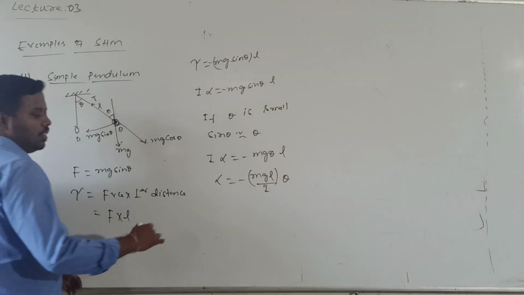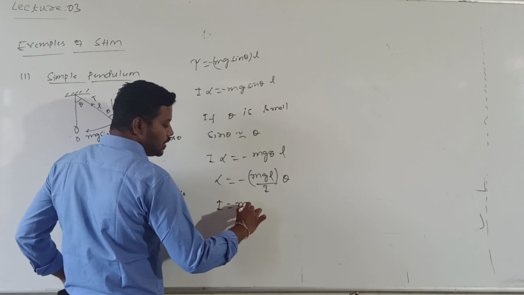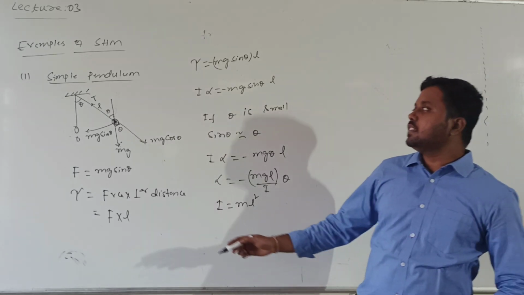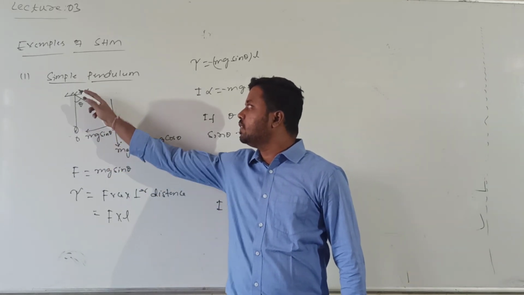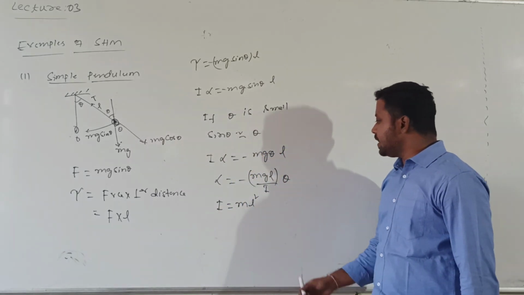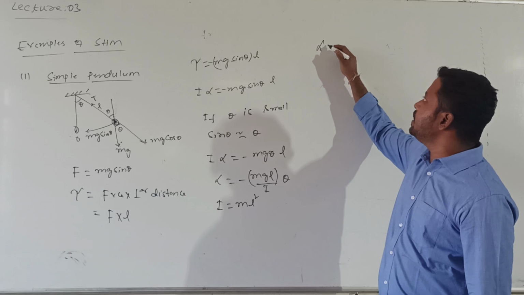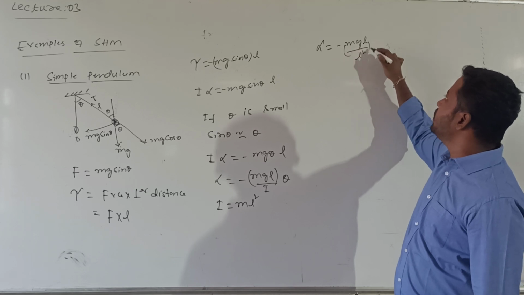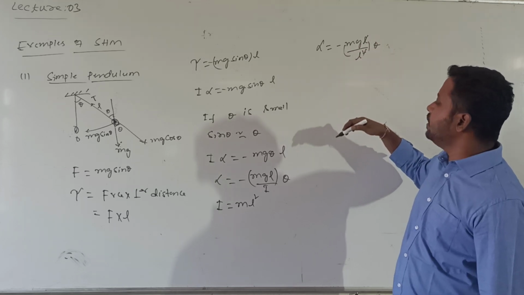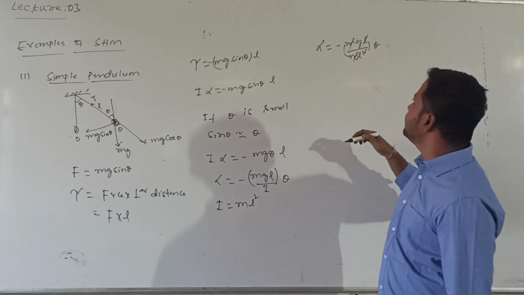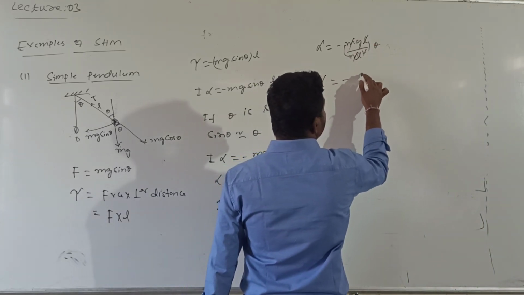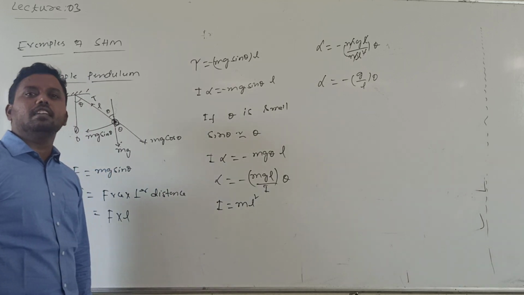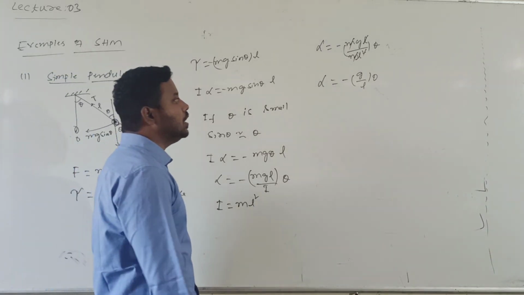What is the moment of inertia of the bob? Since the bob is a point mass suspended from the fixed point, and the distance from the center of gravity to the point of suspension is L, the moment of inertia is given by m L square. With moment of inertia m L square, what will I get? Minus m g L by m L square, into theta. The L cancels, the m cancels. So alpha is equal to minus g by L into theta, where g is acceleration due to gravity and L is the length of the pendulum.